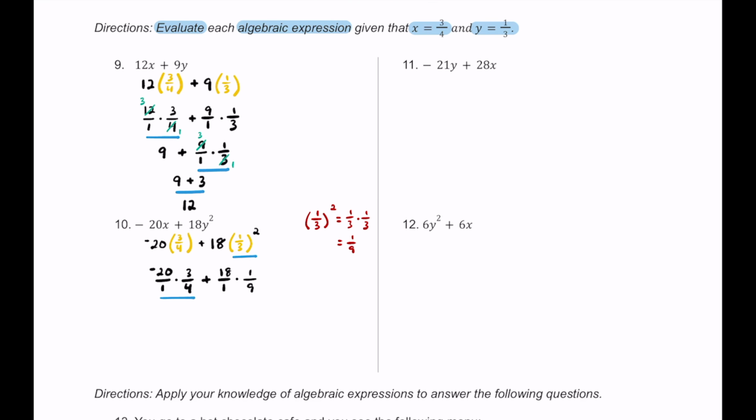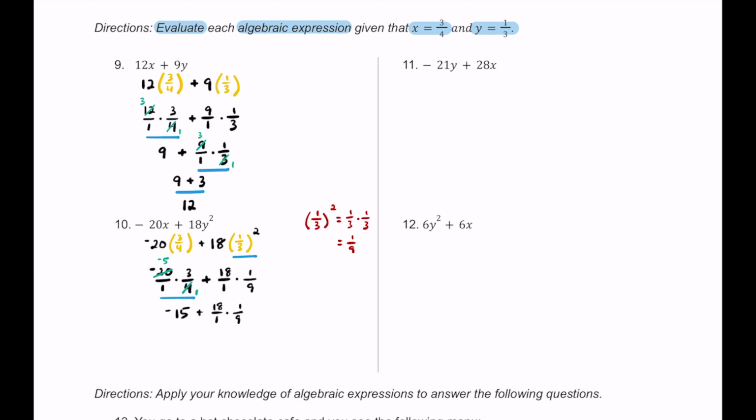Let's go ahead and multiply these two. Looks like we have a GCF we can simplify by, so divide 4 by 4 to get 1, and divide negative 20 by 4 to get negative 5. Okay, so negative 5 times 3 is going to be negative 15 on top, and 1 times 1 is going to be 1 on bottom, so we're going to have negative 15 over 1, or just negative 15. So we have negative 15 plus 18 over 1 times 1 over 9.